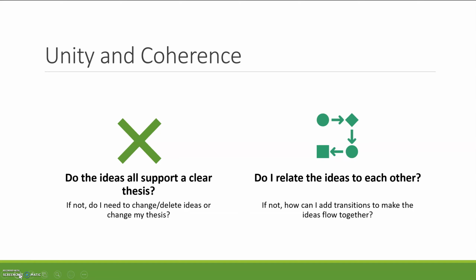Coherence is a different idea. It's about how the ideas are relating to each other. So, if I have points A, B, and C, they shouldn't appear as a list. There should be something that A has to do with B and B has to do with C, etc. And that way your ideas flow well together.